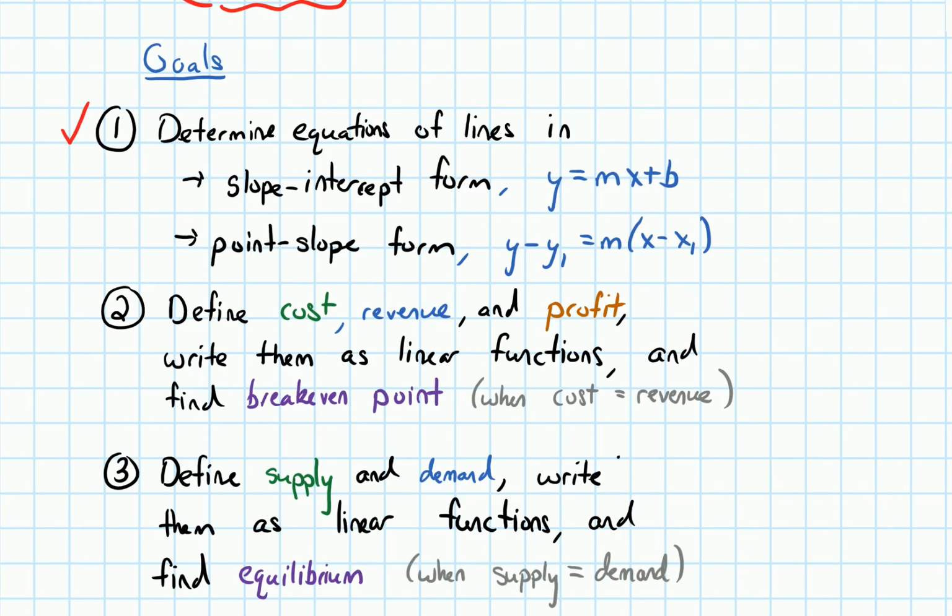So at this point, we have made it to the end of learning goal 2. We've defined cost in the last video, and in this video, revenue and profit, written them as linear functions, and found the break-even point, which happened when the cost and the revenue were the same. In other words, where the profit equaled 0.